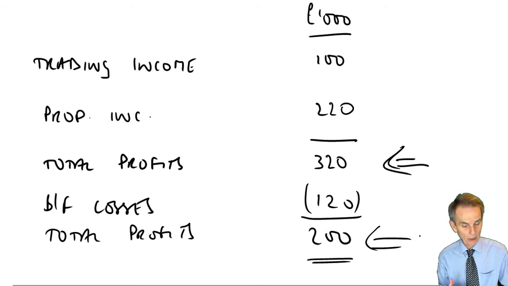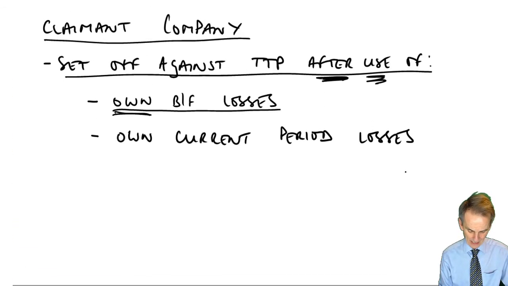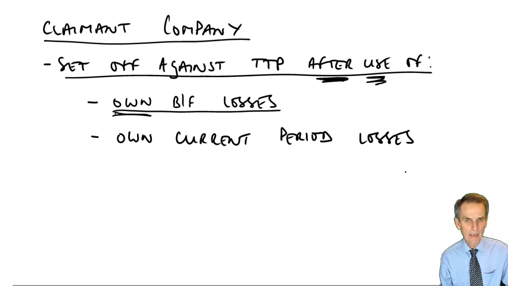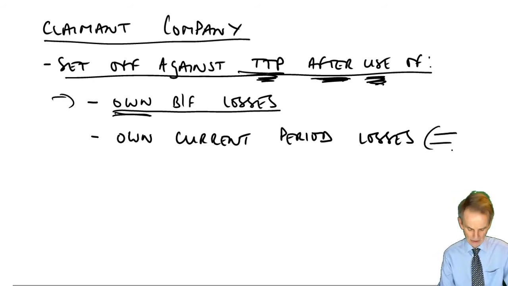The claimant company's own brought forward losses take priority here prior to bringing in any group relief. That's what that note there says. In the claimant company, set off the surrendering company's loss in a group relief claim against TTP, but after the use of its own brought forward losses. Hopefully that makes sense. This one, however, might not make such sense to you at first sight.